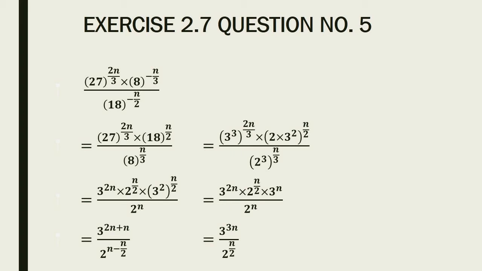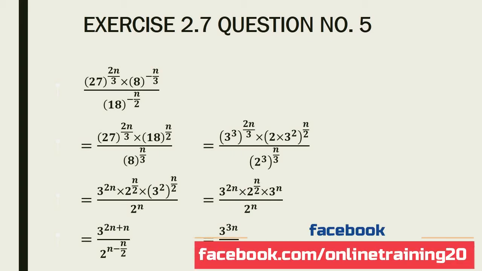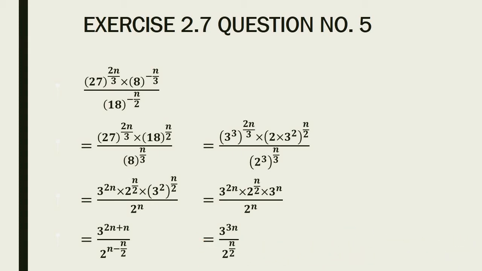3 raised to the power 2n into 3 raised to the power n, they have the same base, so their powers are getting added together. So we get 3 raised to the power 2n plus n, whole over, we bring 2 raised to the power n by 2 below in the denominator where the power is greater. So we get 2 raised to the power n minus n by 2. So we get the answer as 3 raised to the power 3n over 2 raised to the power n minus n by 2, which is 2 raised to the power n by 2.